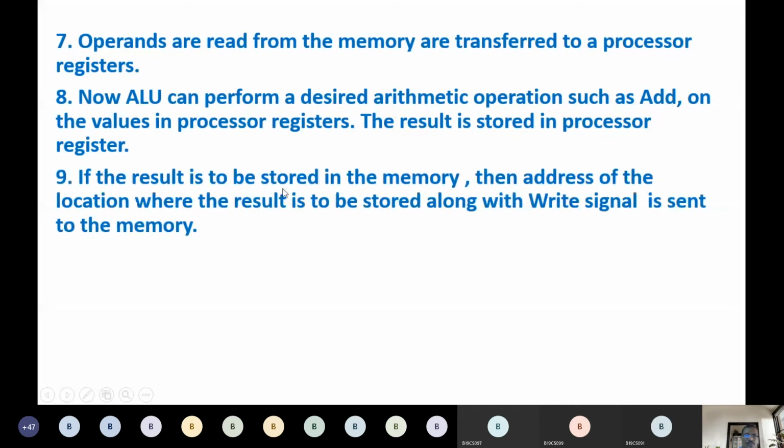If the result is to be stored in memory, that is in the primary memory, then the address plus the write signal is sent to the main memory. We have already seen this one. So to write the result 11 into the main memory, the address where the result needs to be stored, plus the write signal, is sent to main memory.